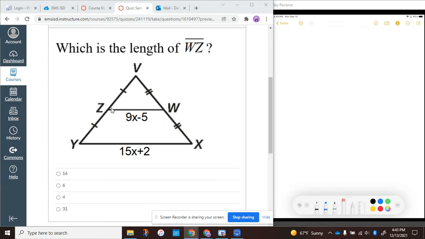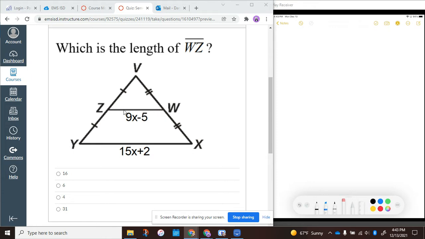Now you can tell by the congruent markers on this diagram that VZ and YZ are the same length. Same thing for VW and XW. So that means the ends of this segment are both on the midpoints of those sides of the triangle. That makes the segment it's asking about the mid segment of this triangle.